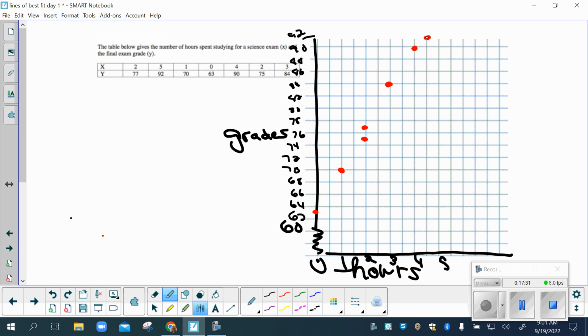How does yours look? Does yours look good? Does yours look something like that? Yeah? Okay. So, there is a correlation. There's a pretty good correlation. It does seem that the more you studied, the better you do, right? So, we're going to now see if we can write an equation to model this situation.